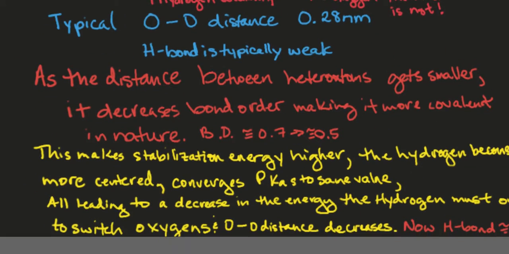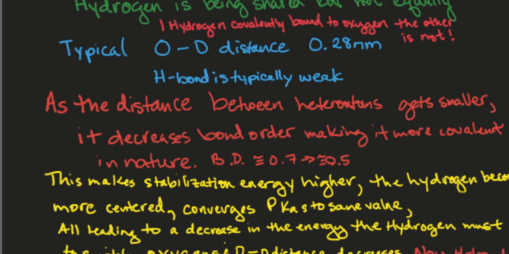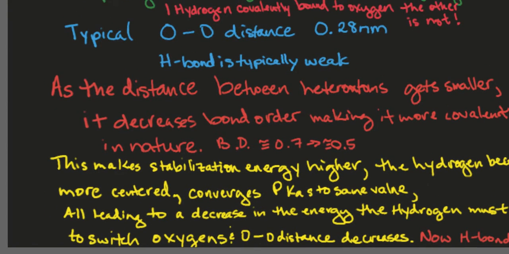First of which is the bond order tends to decrease, making it more covalent in nature on both sides. So it goes from 0.7 to 0.5. This makes the stabilization energy higher. The hydrogen becomes more centered and the pKa's become more convergent to the same value. Okay, if you've got different pKa's, that's indicative of a normal H bond, but once they're pretty closely matched or similar, then that's indicative of a LBHB.